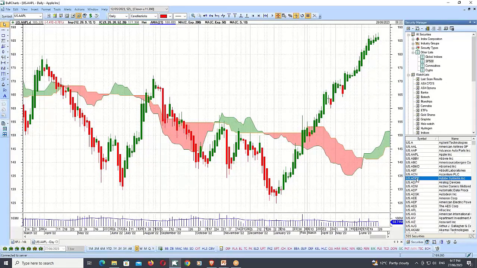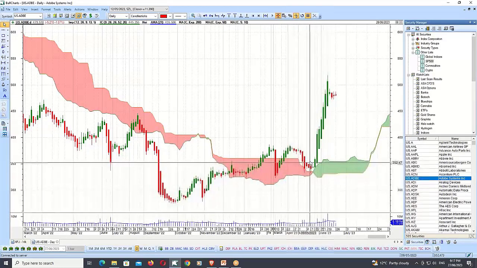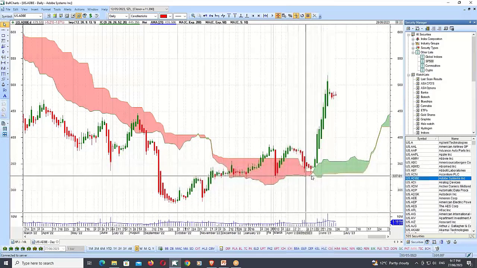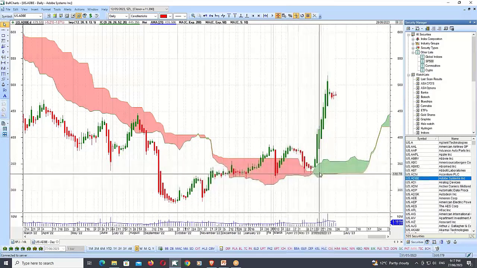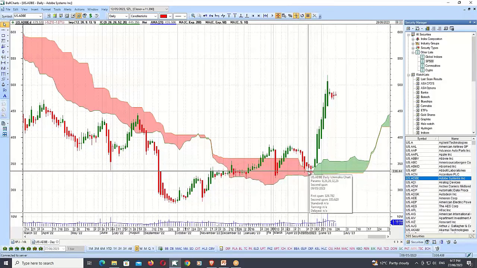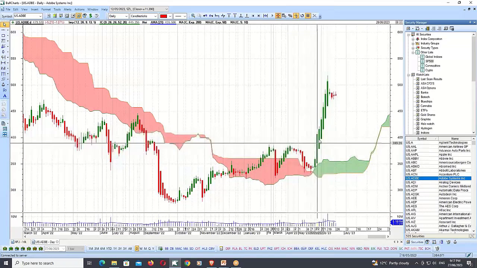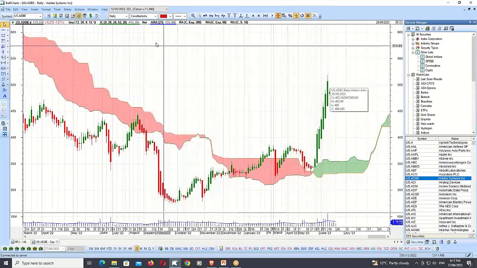Another one to keep an eye on is Adobe. There's a break here. You'll see it's retested where the spans are close. There's not a lot of support and resistance, but it is a major one. It's a flat spot. It bounced off there and it broke this high and just took off.